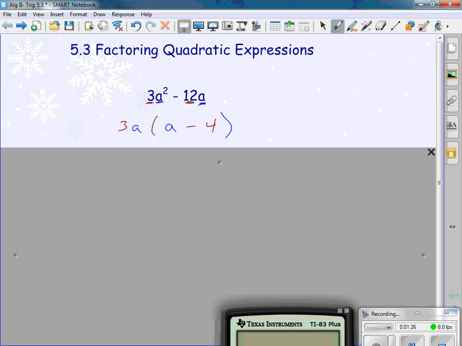Factored, I have 3a times the quantity a minus 4. That is its factored form. Just to show you, I can multiply through, distribute. What's 3a times a? 3a squared. What's 3a times negative 4? Negative 12a. It got me back to the normal.